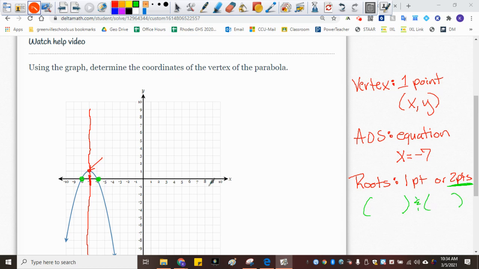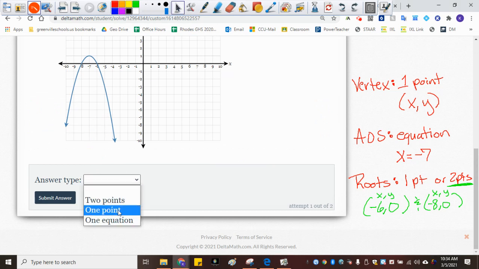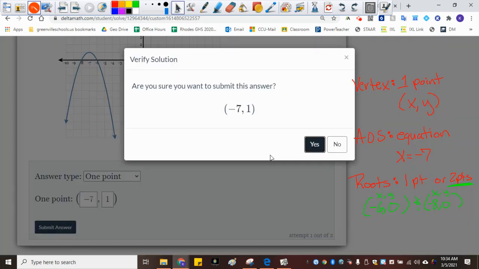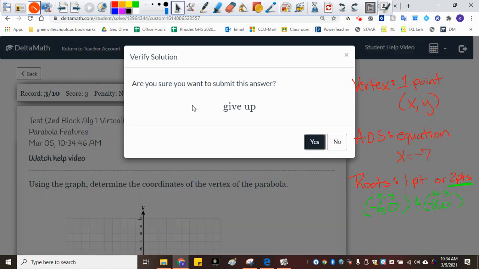I wrote over it. So -6, 0, -8, 0. So this one asks for the vertex. So you're going to put 1 point, -7, 1. That's the vertex again.